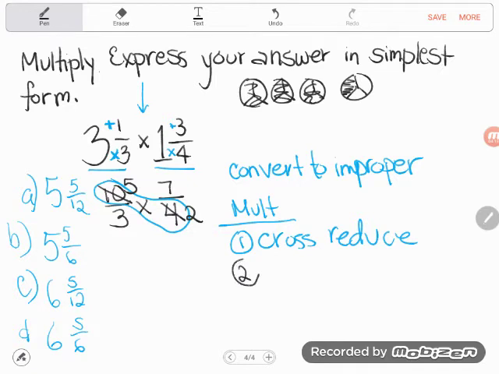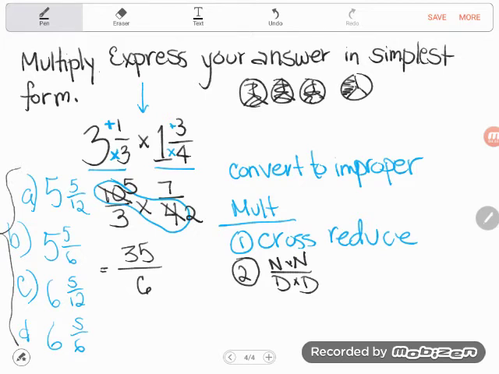I'm done. There's no more reducing I'm going to be able to do. So now I'm going to multiply. And remember, it's gorgeous when you multiply. You multiply numerator times numerator and denominator times denominator. So 5 times 7 is 35. And 3 times 2 is 6. And just to let you know, if you were taking your GED, this could be the answer. 35/6 is an improper fraction, yes, but improper fractions can still be simplified. This thing's been simplified. It's been reduced. There's nothing wrong with this answer.